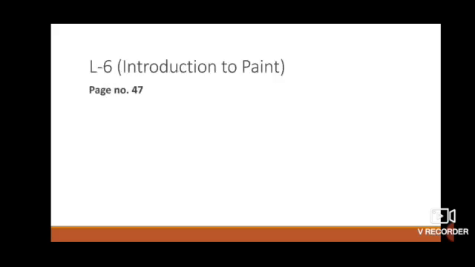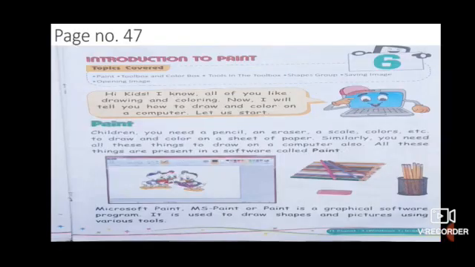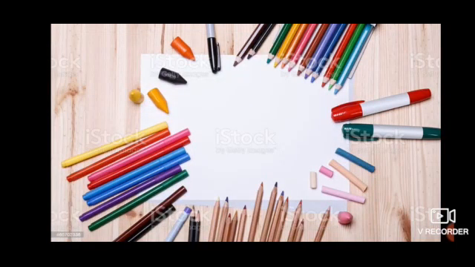Let's start now our first chapter for final term, that is lesson number 6, Introduction to Paint, which is on page number 47. Open this page. Introduction to Paint. I know you all love doing drawing, right? So tell me what all things we need for drawing. Like we need drawing sheet, pencil, an eraser, colors, scale, etc. Right?